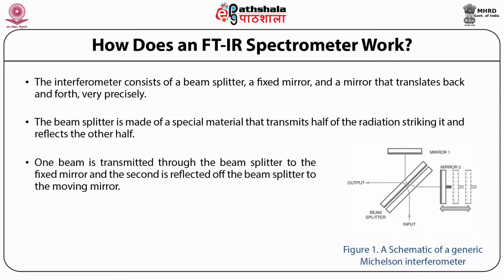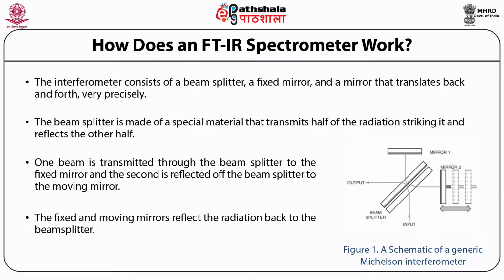One beam is transmitted through the beam splitter to the fixed mirror, and the second is reflected off the beam splitter to the moving mirror. The fixed and the moving mirrors reflect the radiation back to the beam splitter. Here mirror 1 is the fixed mirror and mirror 2 is the moving mirror. Again, half of this reflected radiation is transmitted and half is reflected at the beam splitter, resulting in one beam passing to the detector and the second back to the source.